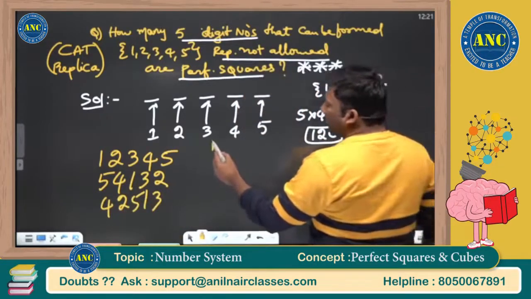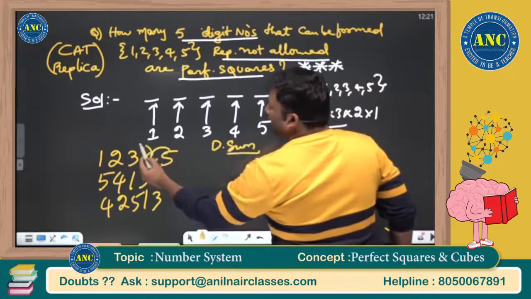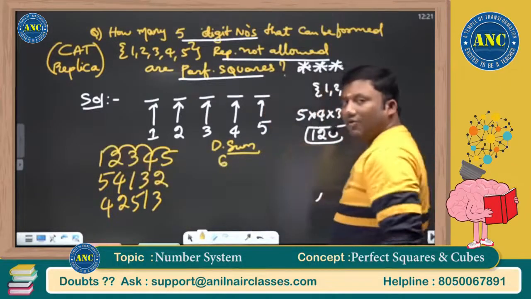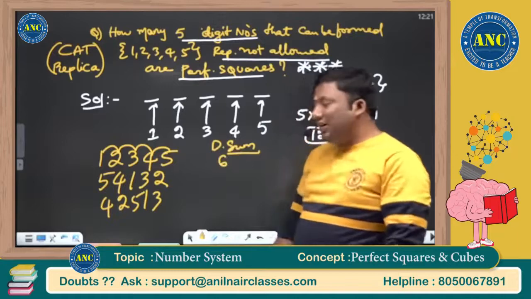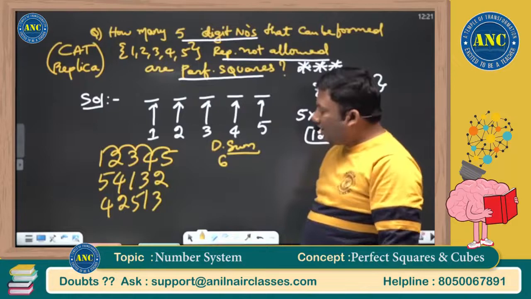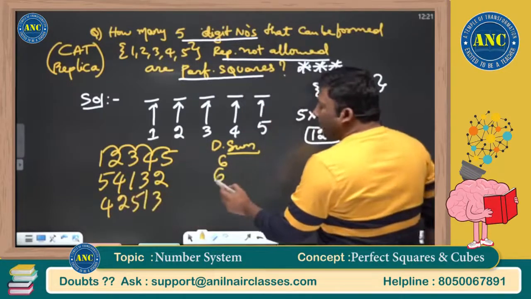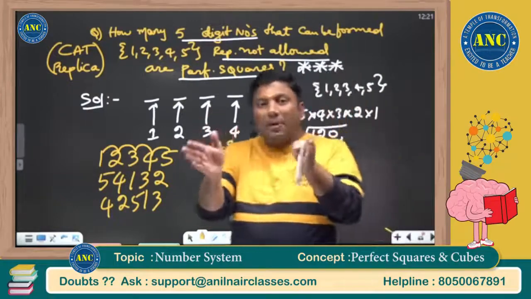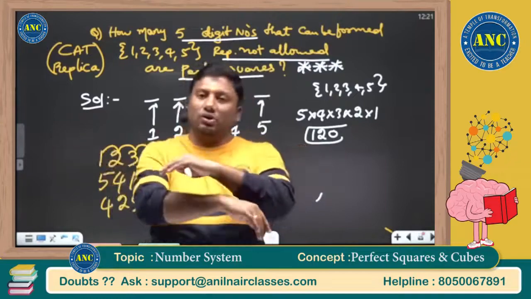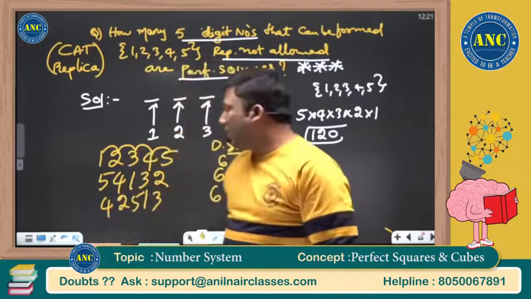Please find the digital sum of these numbers. Digital sum is 5 plus 4 is 9, 12, 14, 15. 15 is nothing but 6. If I interchange the digits, will the digital sum change? 5 plus 4 is 9, 10, 13, 15. 15 is 6. 4 plus 2 is 6, 11, 12, 15, 6. All the numbers have digital sum 6. 1 plus 2 plus 3 is equivalent to 2 plus 1 plus 3, and also to 3 plus 1 plus 2. If I interchange the digits, the sum of the digits will not change.